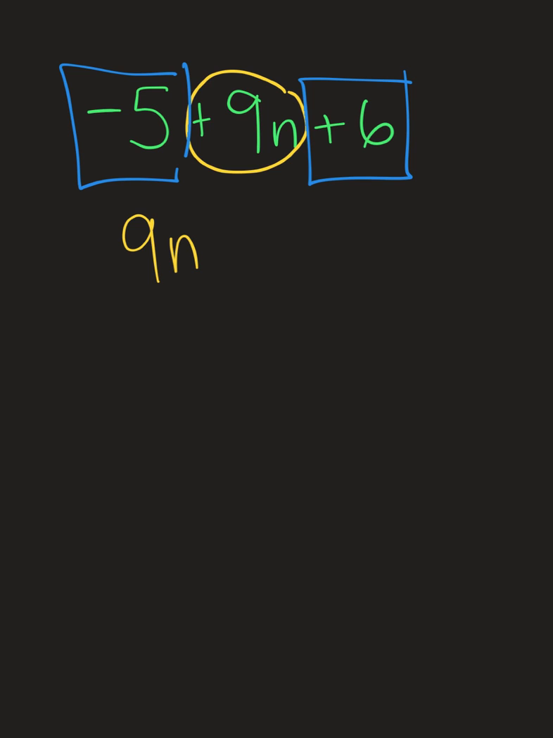And on its own, I have the variable term 9n. I don't have anything else to combine that with. And then I have negative 5 and positive 6. So again, I'm going to be doing some subtraction because I have opposite signs. So 6 minus 5 gives me 1, and it's a positive 1, so 9n plus 1.